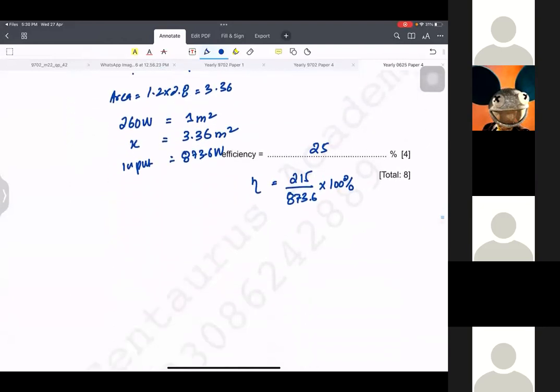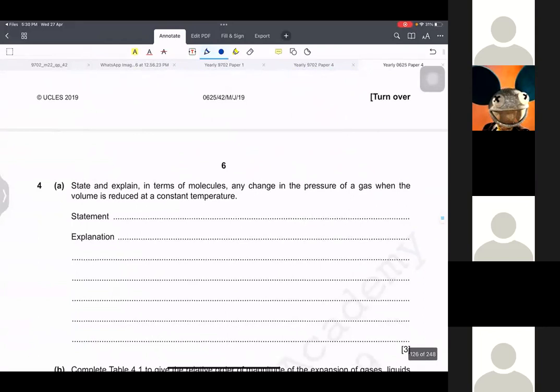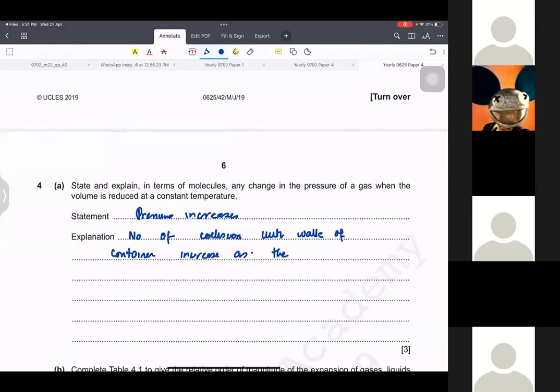Okay, now going to the next one. State and explain to the molecules any change in the pressure of gas when the volume is reduced at constant temperature. So pressure and volume are inversely proportional, so pressure increases. And this is because number of collisions with walls of container increases as the volume, or you can write space, is less now. Less now, and speed is same, because they did not change the temperature, right? That's why.